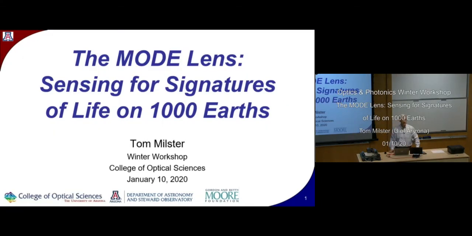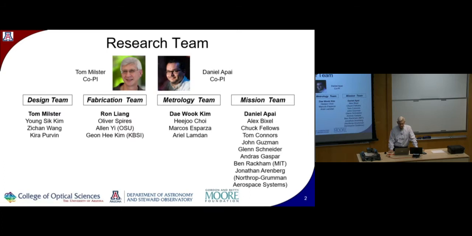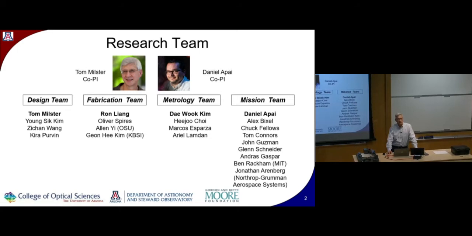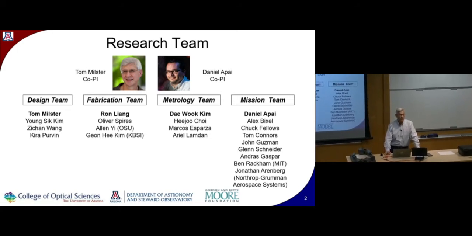Okay, the title is kind of impressive there. I've been working with an astronomer, Daniel Apai, over at Stewart Observatory. He has the idea to try to sense if life is present at a distance of about 300 parsecs away from the Earth, which encompasses an estimate of around 1,000 Earth-like systems. So that's the task.